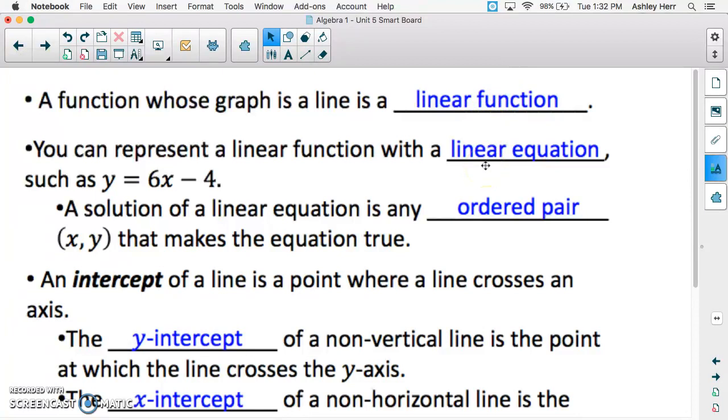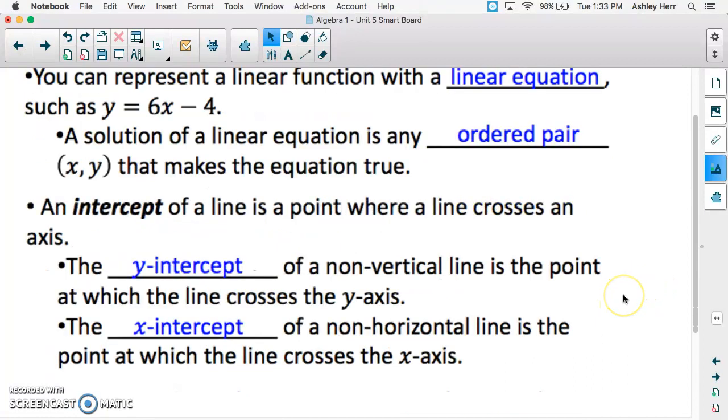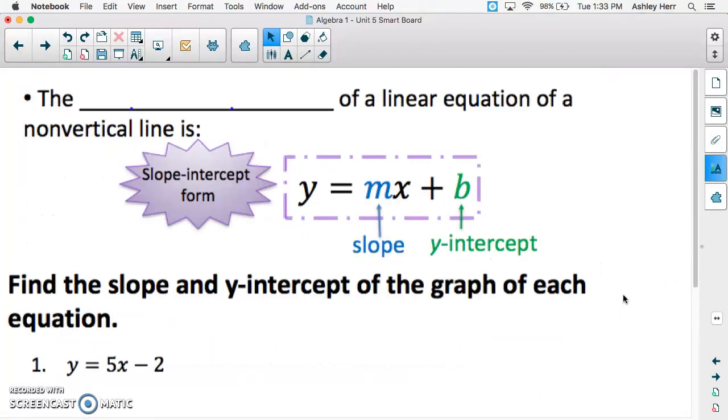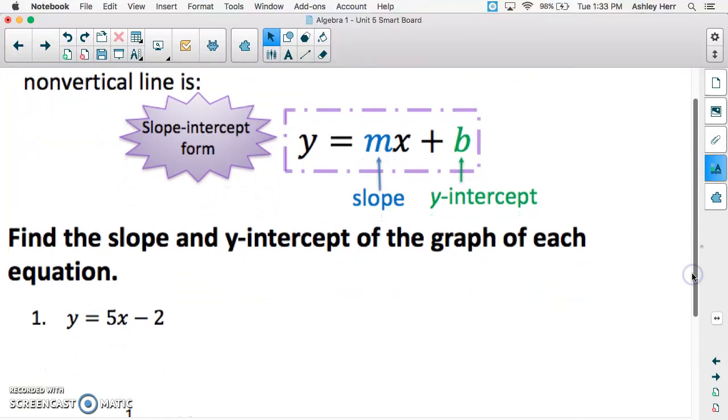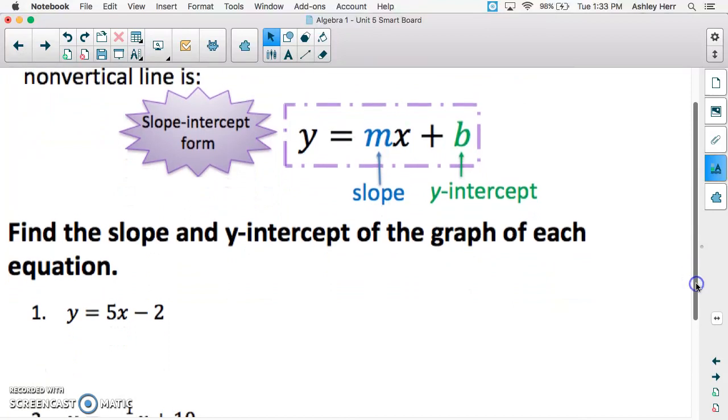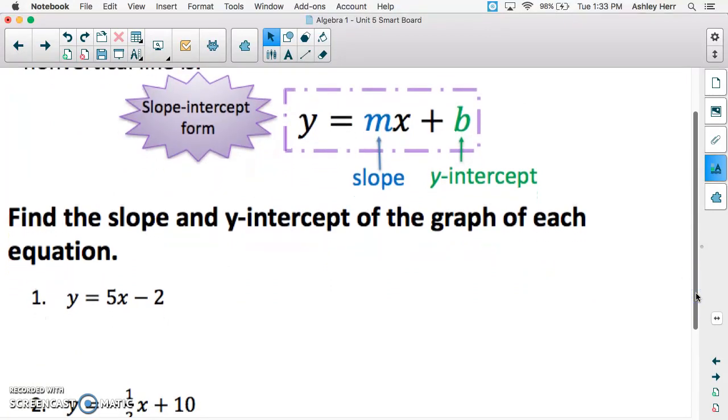We have talked about ordered pairs in this class, linear functions, and linear equations. The slope-intercept form of a linear equation of a non-vertical line is y equals mx plus b, where m is the slope and b is your y-intercept. This is the form that you will be using in this lesson, slope-intercept form, y equals mx plus b, where m is the slope and b is the y-intercept.